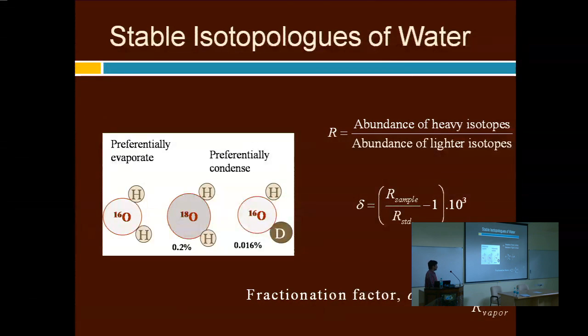Fractionation factor is how the isotopic composition changes when water transfers from one phase to another. For example, when rain is formed, cloud is formed from vapor, the water molecule is changing from vapor state to liquid state. So we take the fractionation factor as the ratio between the ratio in the final liquid and the ratio in the vapor. That's how this alpha is defined.